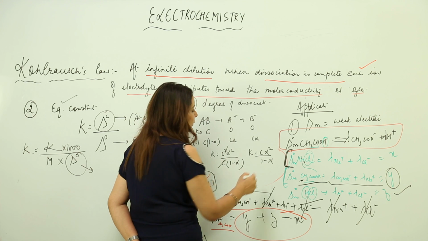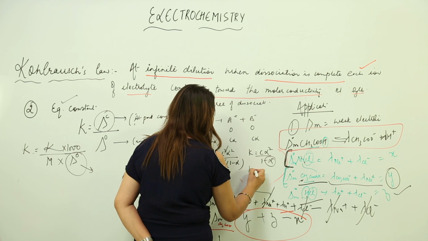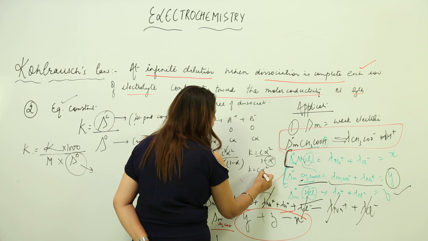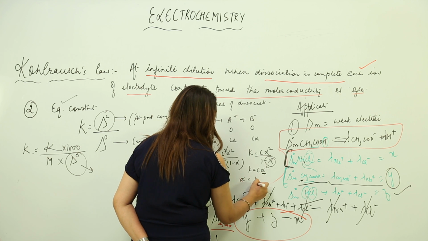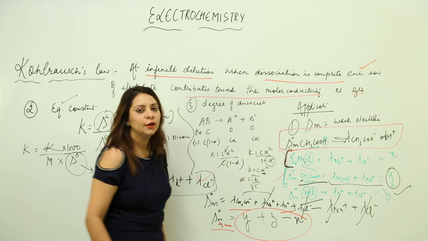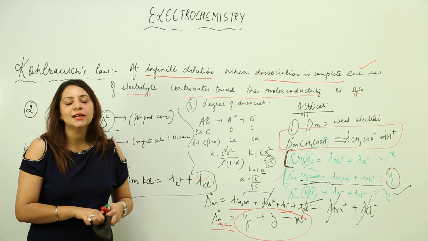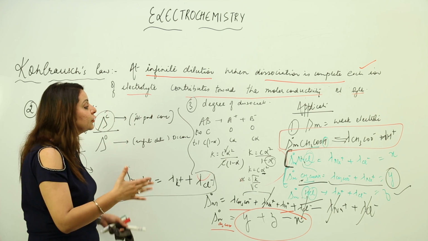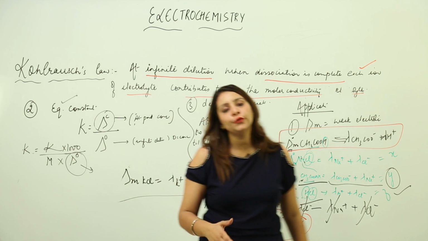For infinite dilution, we just cancel this lambda. We are left with K equals C alpha square. So this degree of dissociation can be found as the root of K upon C. So like this, you can actually calculate the degree of dissociation. So these are the three important applications we can use for the Kohlrausch law.